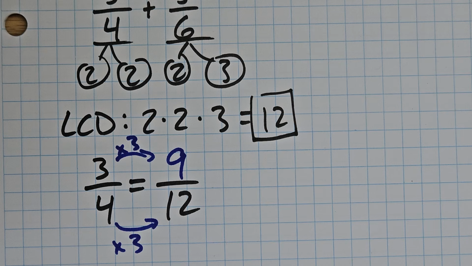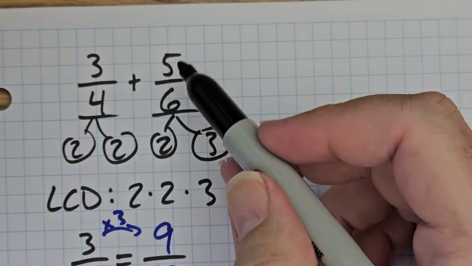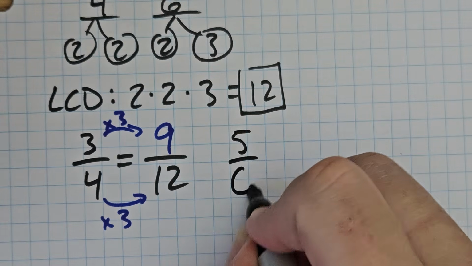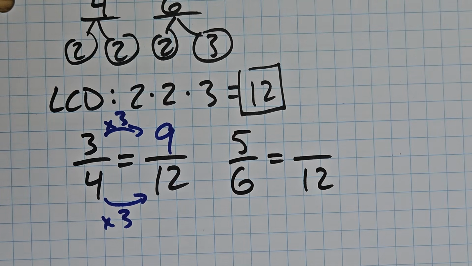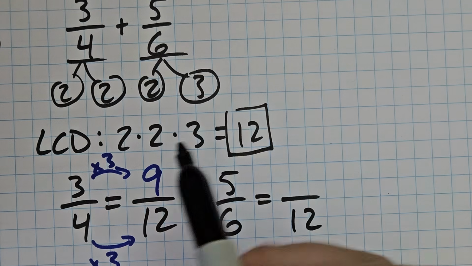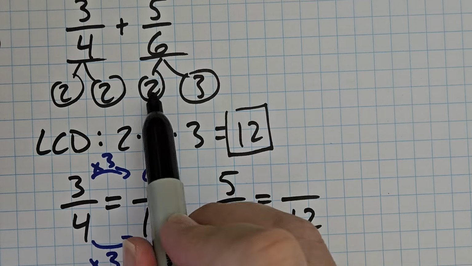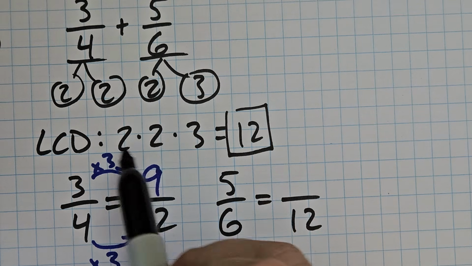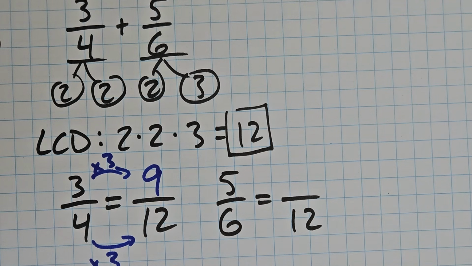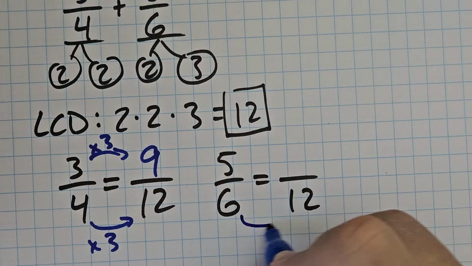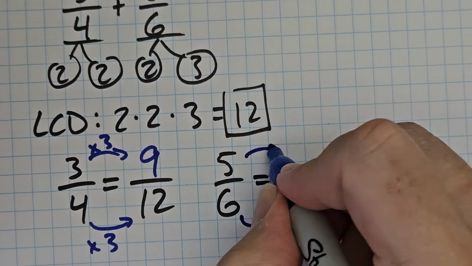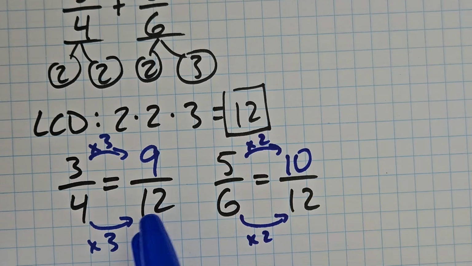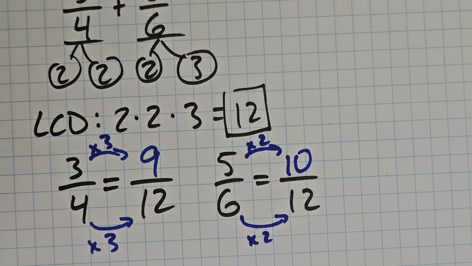And then let's see, what else do we have here? A 5/6. So let's bring that down here. And we're going to raise that to 12ths. What factor does the LCD have that the original denominator does not? Another 2, right? This has 2 2's and a 3. This just has a 2 and a 3. So we need to raise this by a factor of 2. Or in other words, 6 times 2 is 12. And so doing the same thing on top, 5 times 2 is 10. So these are my new LCD fractions.